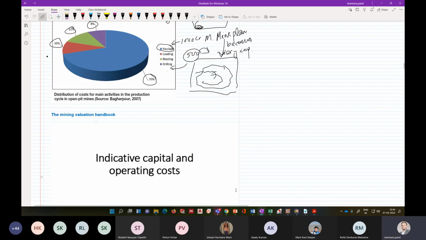So how do we calculate, if you start a business, let's say, or maybe own a mine, how do you calculate what would be your capital cost and the operating cost before going for your actual mining case? So this is the reference here.